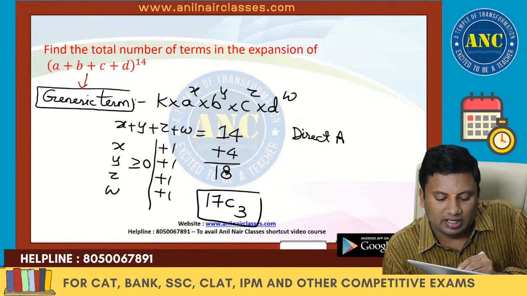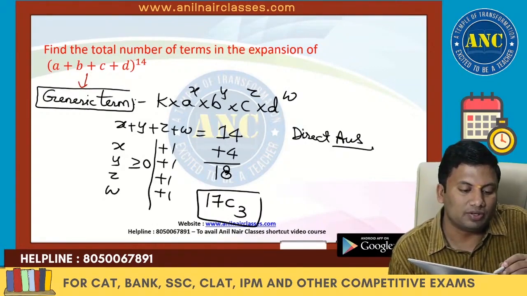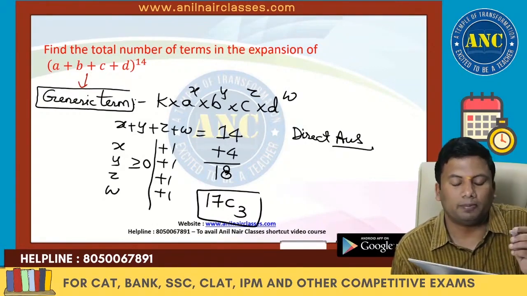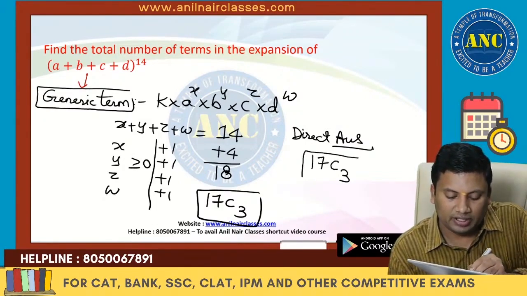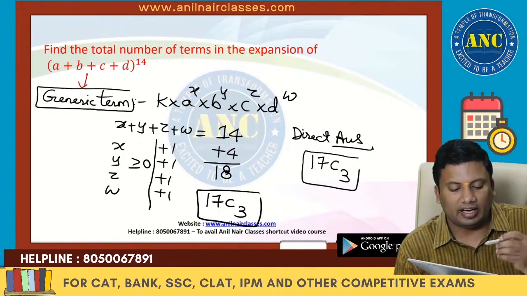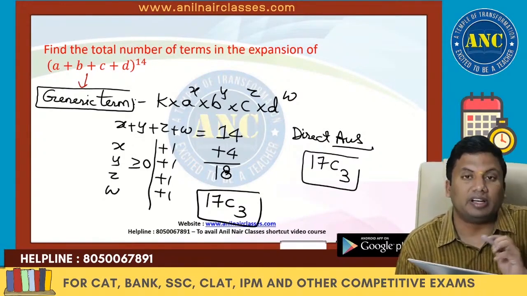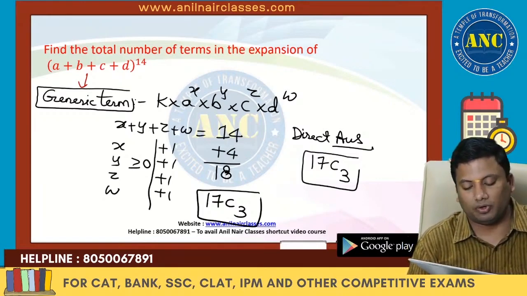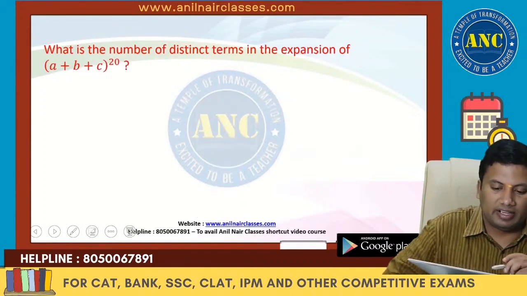The direct answer is nothing but, how many values are there? 4 variables are there. 14 plus 4 is 18. 18 balls are there, 17 gaps. Answer is 17C3. Directly you will get: 4 variables are there, each variable will take 1, 1, 1, 1. So 14 plus 4 is 18. Answer is 17C3.